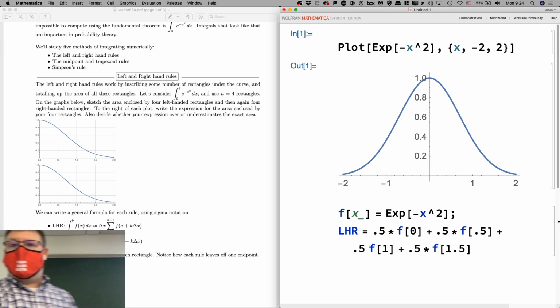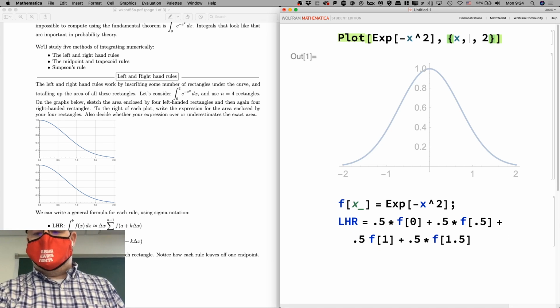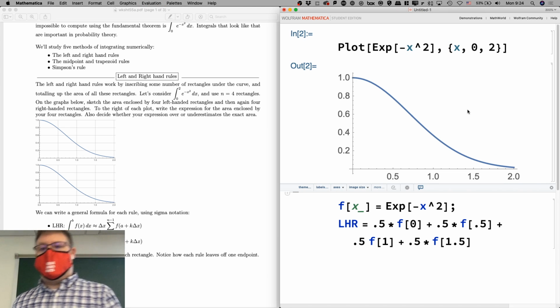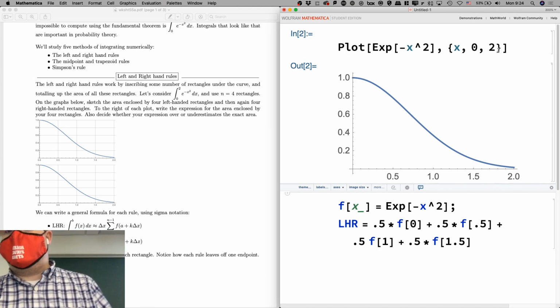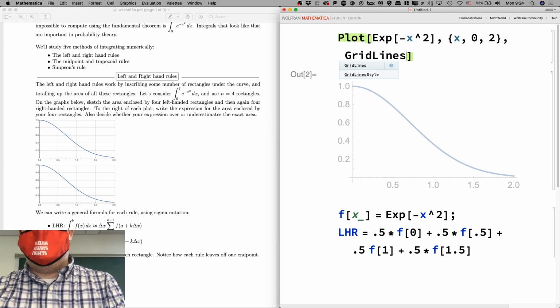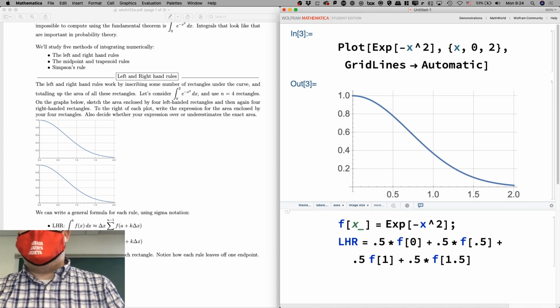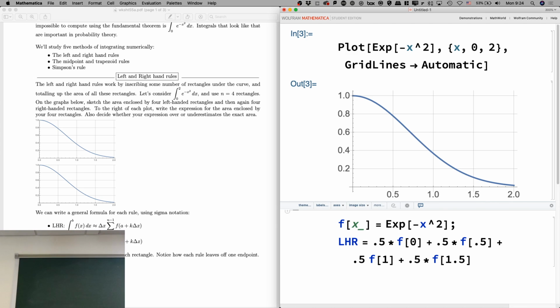Let me redo the graph. Let me just do this from say 0 to 2, since that's what we care about. And then let me put the grid lines in. Okay, so I've got my grid lines, right? You're basically looking at how I made the sausage, so to speak. So how many points are there from 0 to 2 with 0.5? There are 5 points. How many do I need to do one of these rules? I need 4 of them, right?